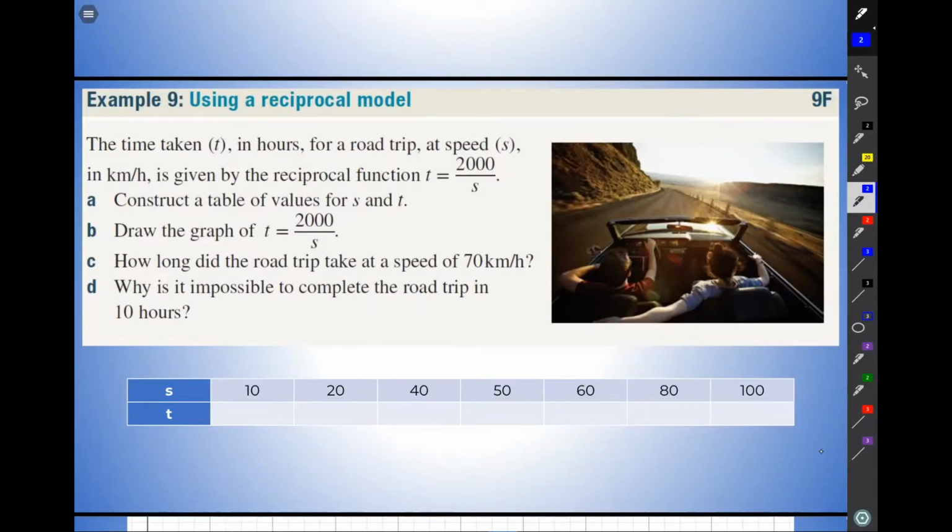The time taken in hours for a road trip at speed s in kilometers per hour. So let's start filling everything in. We fill in the table of values simply by putting these values of s into this equation. And again, in the interest of time, I have already done it. But when you are answering these yourself, you will need to put them in your calculator.